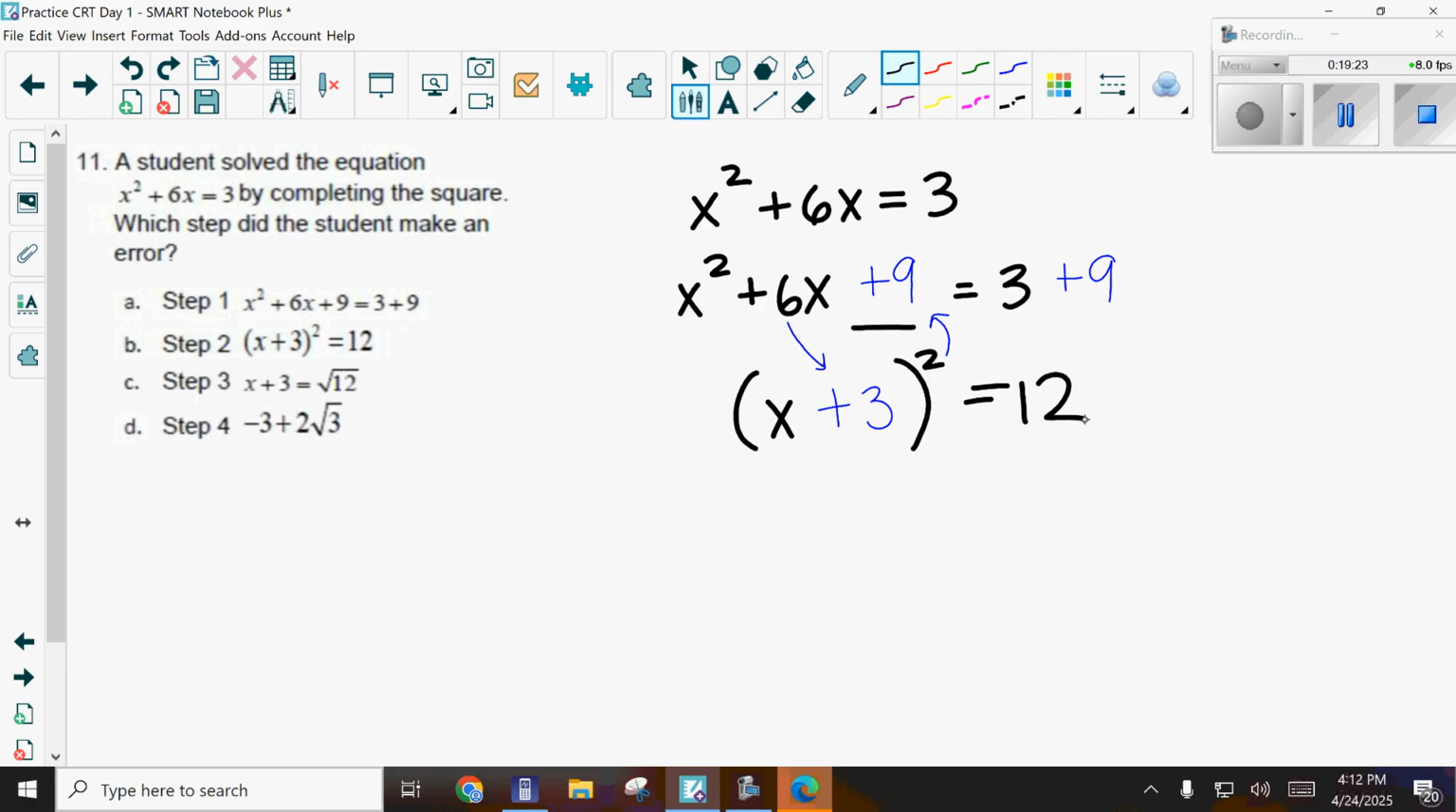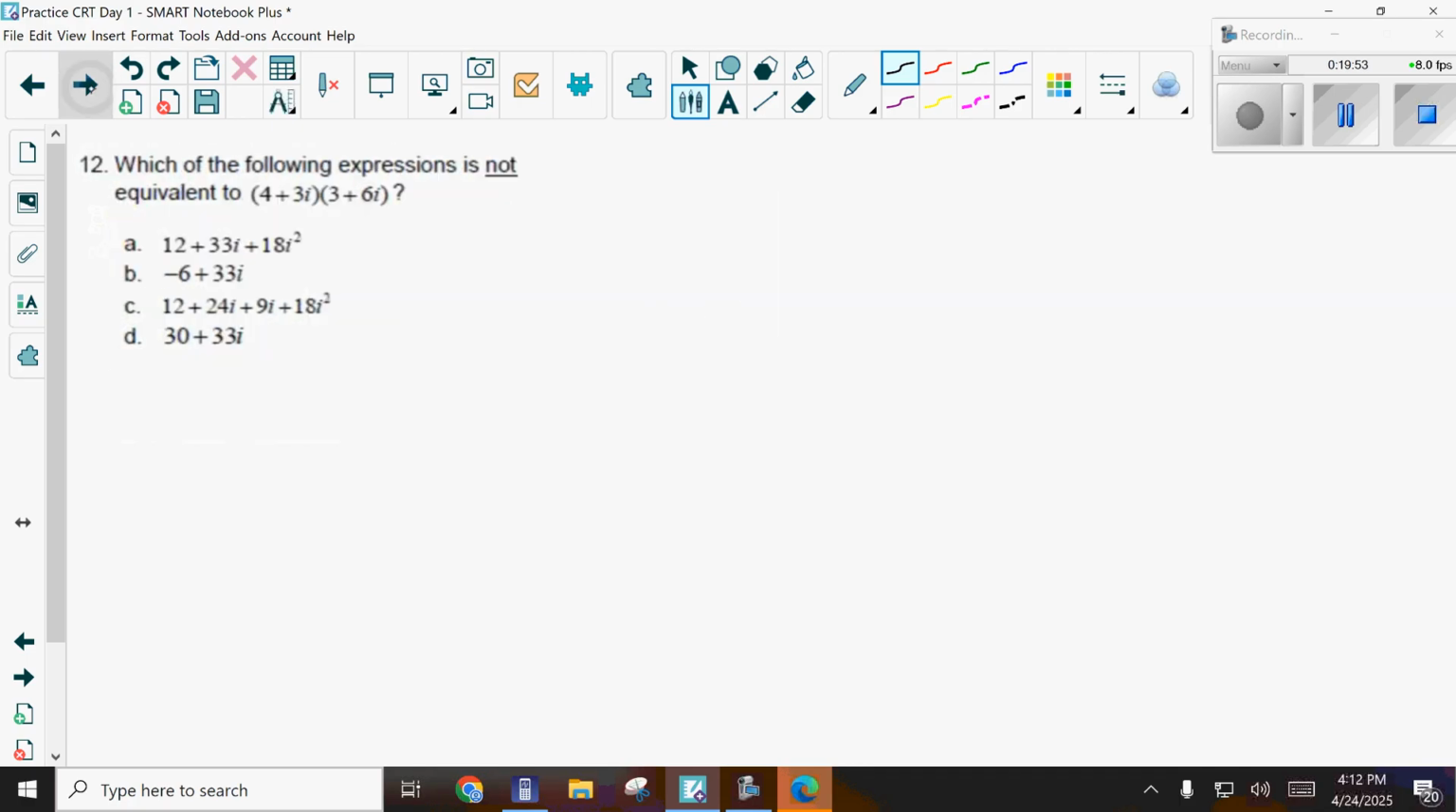So now what we have to do is try to solve this. If I'm going to solve this, I have to take the square root to make the exponent go away. Then this right here is going to be x plus 3 equals plus or minus. If I go into my calculator, I can type in the square root of 12, but I'm looking at the choices here, and I don't see a plus or minus in any of these problems. So I think step C, or step 3, is where the mistake is located.